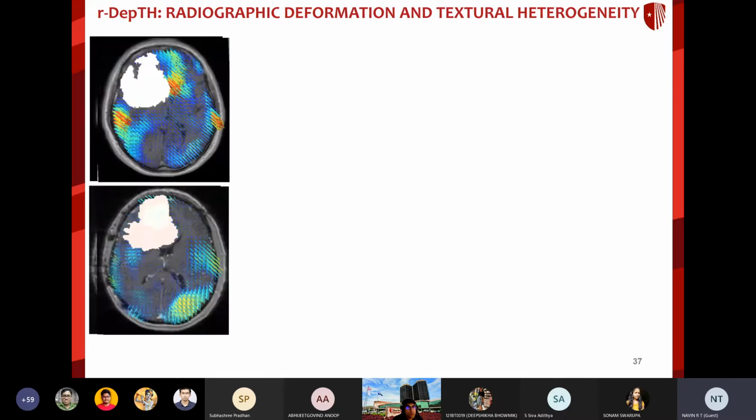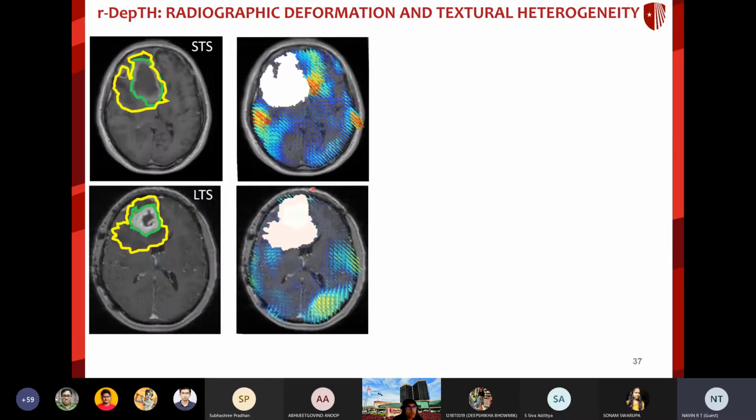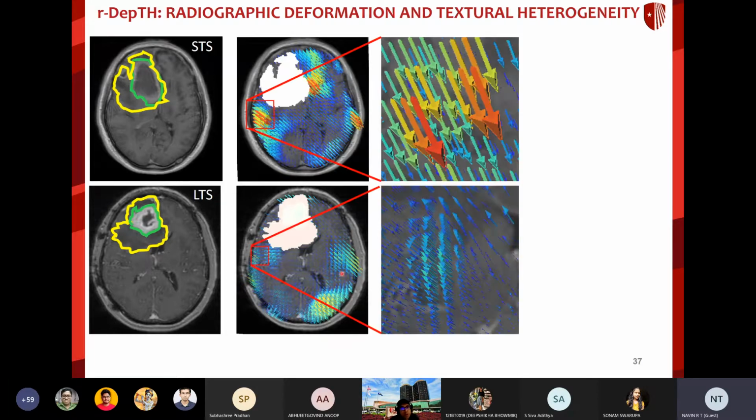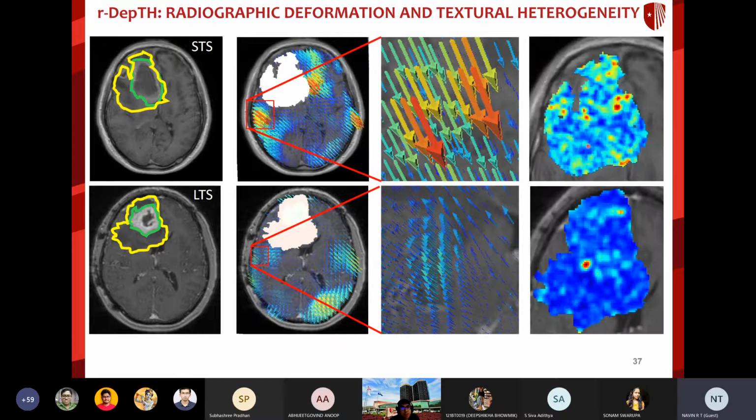So what we did was we registered these images to a healthy atlas, and we computed voxel-wise deformation magnitudes. And we can see that for a short-term survivor, the deformation is much higher in the regions surrounding the tumor as compared to the long-term survivor. Interestingly, the textural patterns within the tumor were also different across the short-term and the long-term survivors.